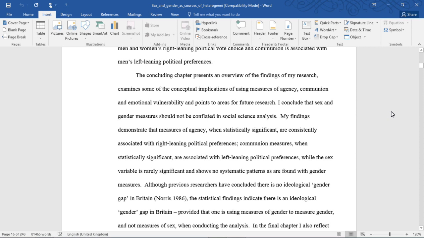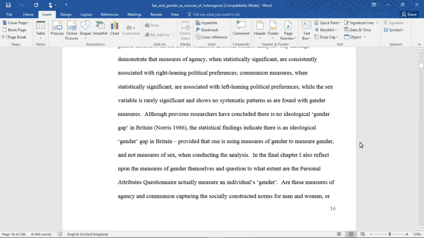The concluding chapter presents an overview of the findings of my research, examines some of the conceptual implications of using measures of agency, communion, and emotional vulnerability, and points to areas for future research. I conclude that sex and gender measures should not be conflated in social science analysis. My findings demonstrate that measures of agency, when statistically significant, are consistently associated with right-leaning political preferences. Communion measures, when statistically significant, are associated with left-leaning political preferences, while the sex variable is rarely significant and shows no systematic pattern, as are found with gender measures. Although previous researchers have concluded there is no ideological gender gap in Britain, the statistical findings indicate there is an ideological gender gap in Britain, provided that one is using measures of gender to measure gender and not measures of sex when conducting the analysis.